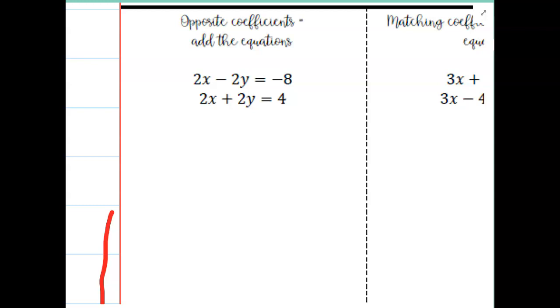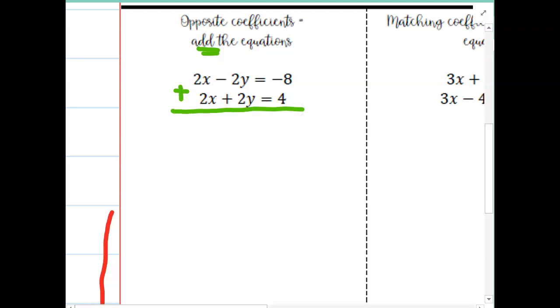That doesn't have to be a 2. It could be a plus 4x and a negative 4x. It could be a plus 10y and a minus 10y. It doesn't matter whether it's an x or a y, and it doesn't matter what the number is, as long as it's a positive and a negative of the same number with the same variable. If you see this, it's set up for you, ready to go. What you're going to do is add the equations, just like this.